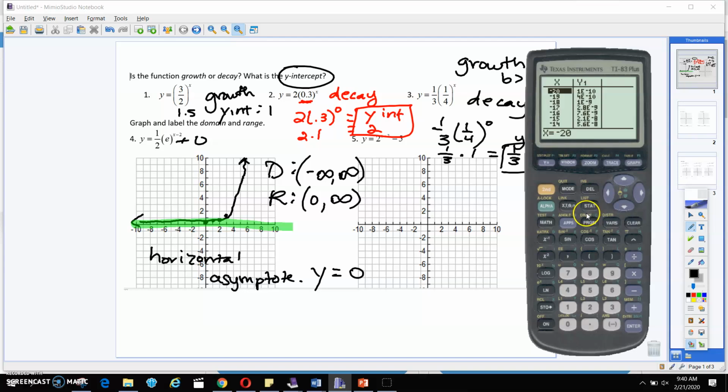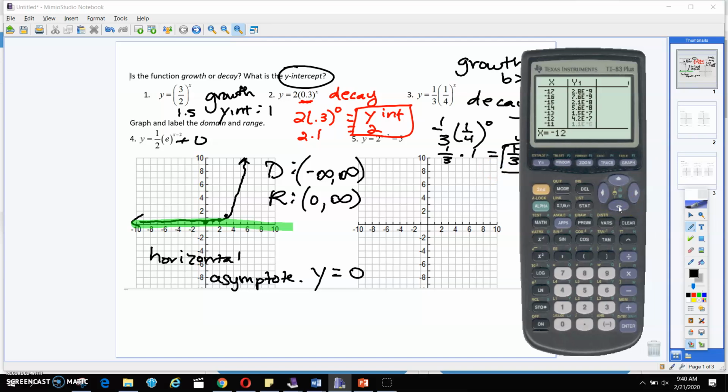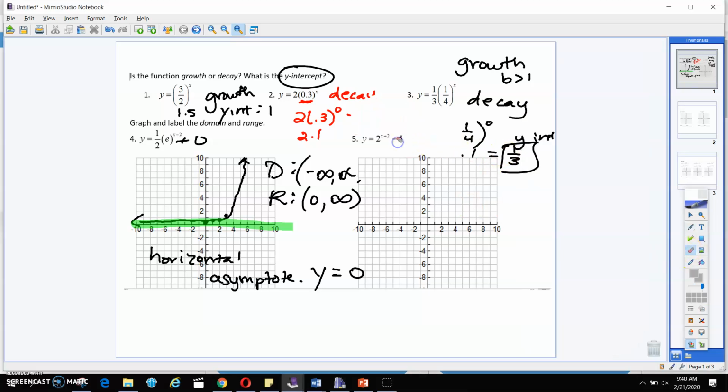No, we're talking about our y values. That's your x's. We don't talk about our x's except for domain. Okay, all right, so now let's look at number 5. On number 5, we're going to plug that into our calculator.